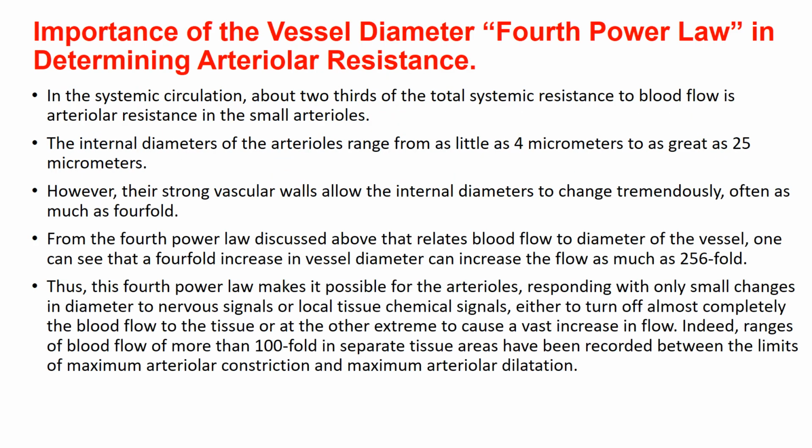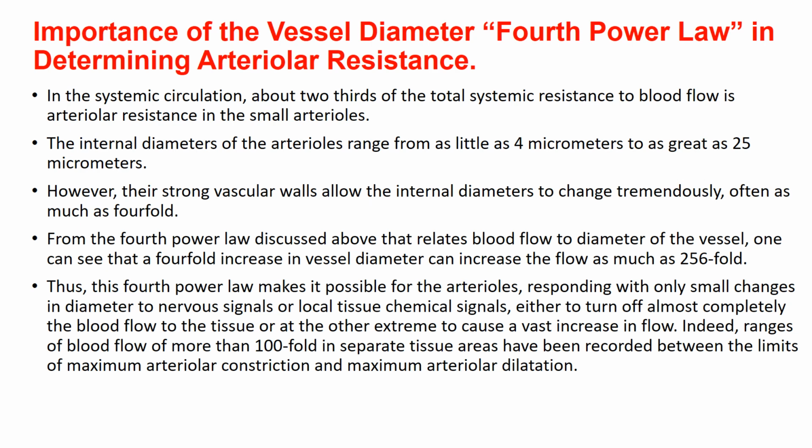Importance of the vessel diameter, fourth power law, in determining arteriolar resistance. In the systemic circulation, about 2/3 of the total systemic resistance to blood flow is arteriolar resistance in the small arterioles. The internal diameters of the arterioles range from as little as 4 micrometers to as great as 25 micrometers. However, their strong vascular walls allow the internal diameters to change tremendously, often as much as fourfold.